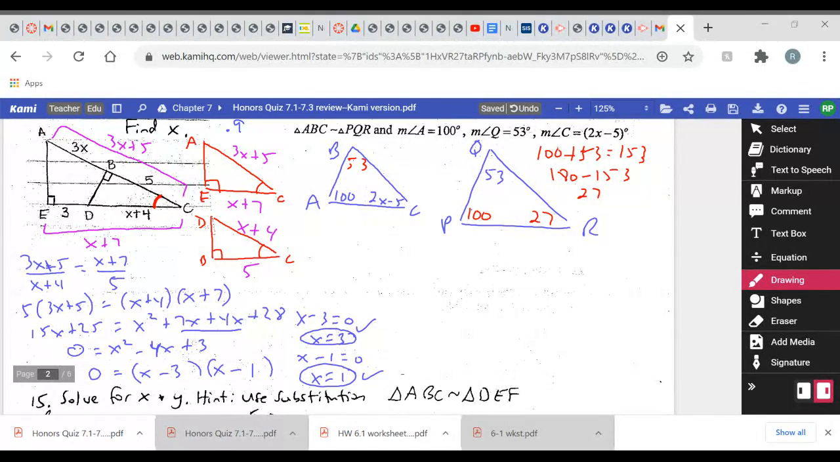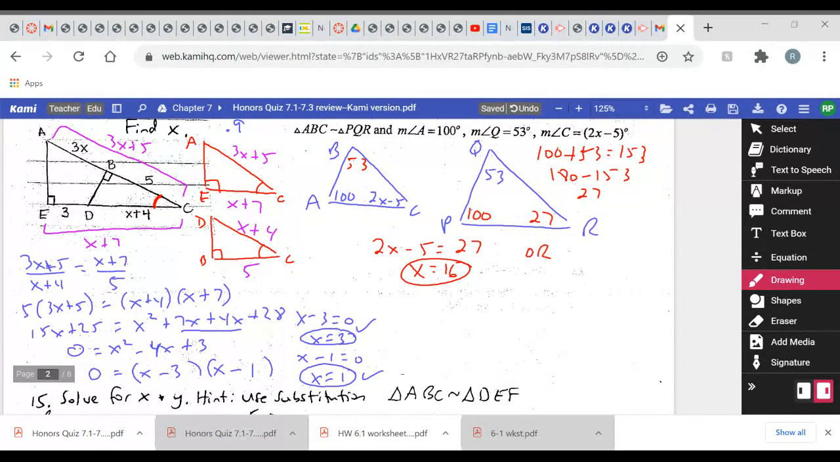There are two ways that I can do that. The quickest way is to realize that C and R are congruent to each other. So I can just go 2x minus 5 is equal to 27. And if I solve for that, then I end up with x is equal to 16.